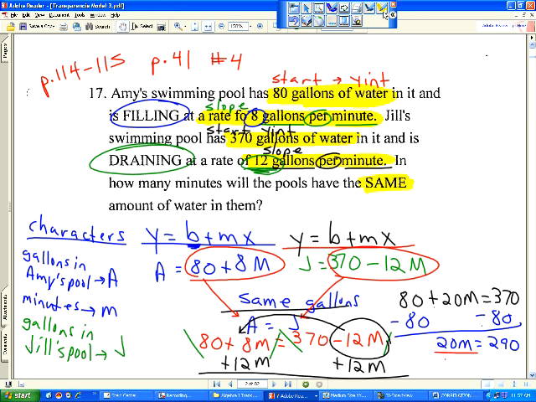Undo multiplication by division, and we get m is equal to 14.5. So in 14 and a half minutes, they will have the same amount of water in their pools.